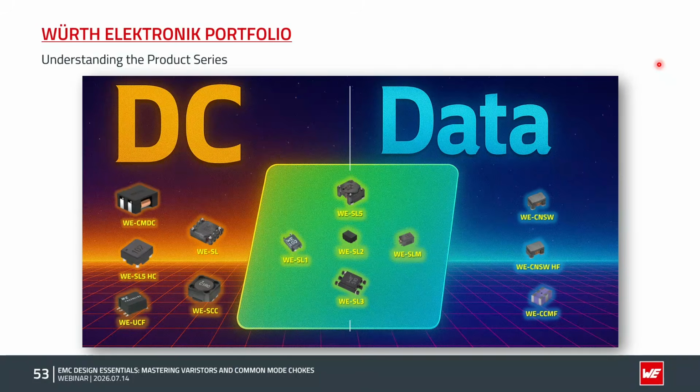So we have several series in our portfolio, and this could be a bit overwhelming in the first interaction. So how can you choose the right common mode choke for your design? Here you see that all of our series are organized in DC and data. Some series are specifically designed for DC lines and some series for data lines. Sometimes you can find a solution for both the DC and the data application.